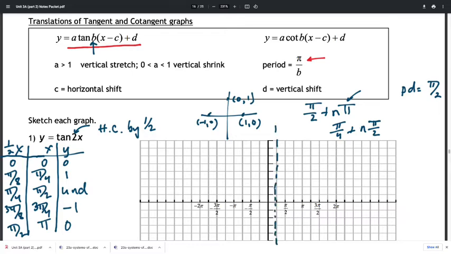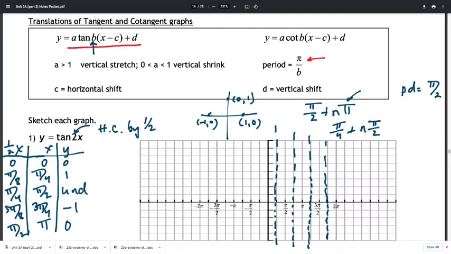So that's my first asymptote, when n is 0 and we have pi over 4. If I add pi over 2 to that, I get 3 pi over 4, which is right here. So that would be another asymptote. And then you'll have another one at 5 pi over 4, and then another one at 7 pi over 4.